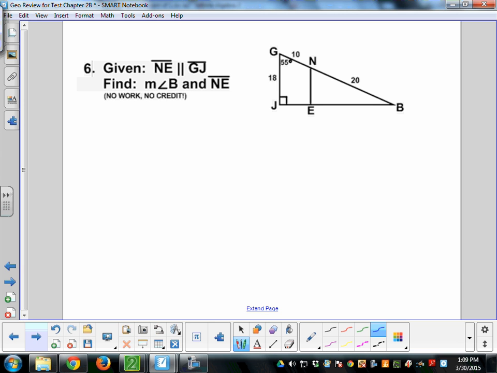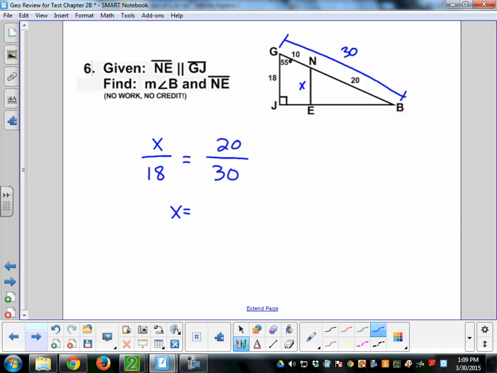Okay, this one here, pretty much a straight proportion. It's asking for NE, and it's also asking for angle B. So let's do the proportion first. x corresponds with 18, and 20 corresponds with 30, not 10. GB is 30. When you solve this, x equals 12. So NE equals 12.